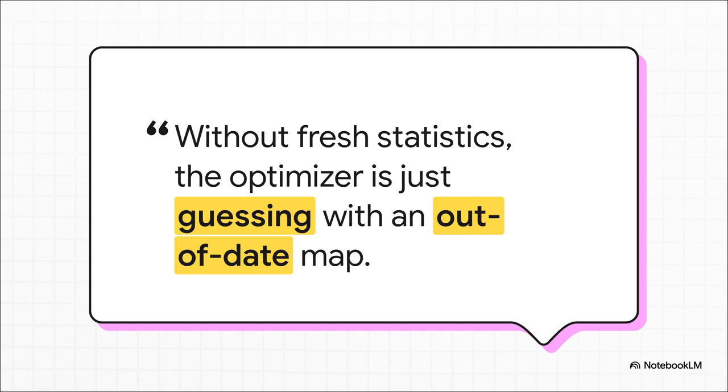And here's the most important takeaway for sure. These statistics have to be fresh. If your data changes a bunch but you don't update the stats, the optimizer is basically navigating with a map from 10 years ago. And honestly, this is the root cause of so many performance problems. It's often not about needing faster hardware. It's about the planner having bad information.